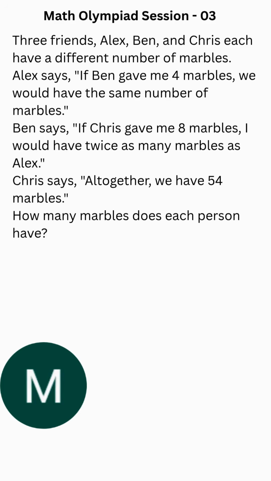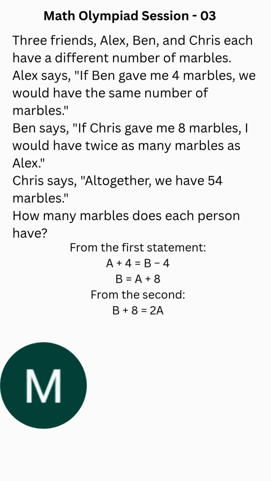So for Alex and Ben, if Ben has B marbles and we subtract 4 from B, that is equal to Alex plus 4, because they have the same amount of marbles when Ben gives 4 marbles. So from there we get the equation B equals A plus 8.